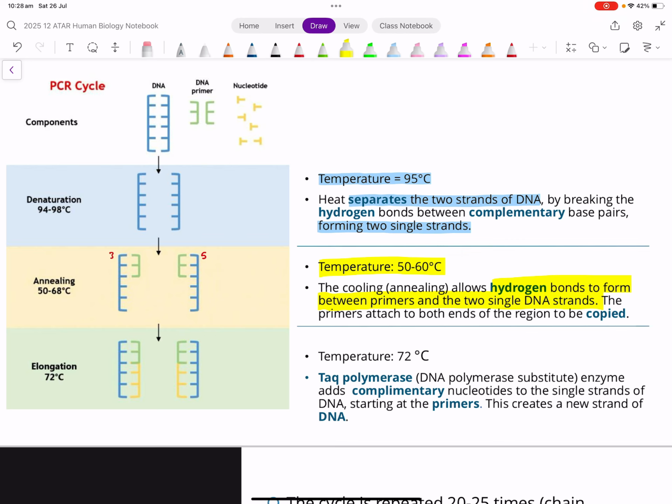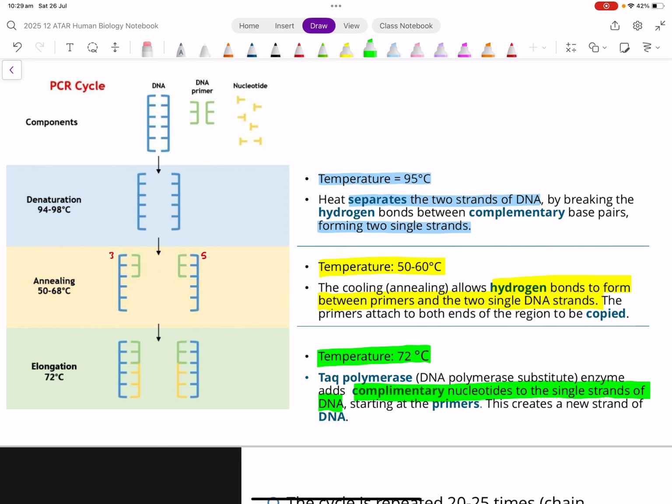Finally, now that we've annealed the primers onto these individual DNA strands, we warm the temperature up ever so slightly to 72 degrees Celsius. This is the optimum temperature for Taq polymerase, the enzyme that we spoke about previously, to add complementary nucleotides to those single strands of DNA. Taq polymerase is going to start at the primers, and by the end of this process it will create a new strand of DNA.